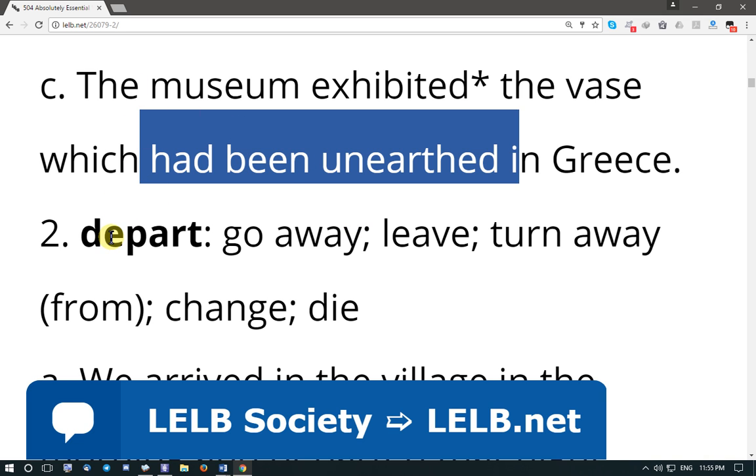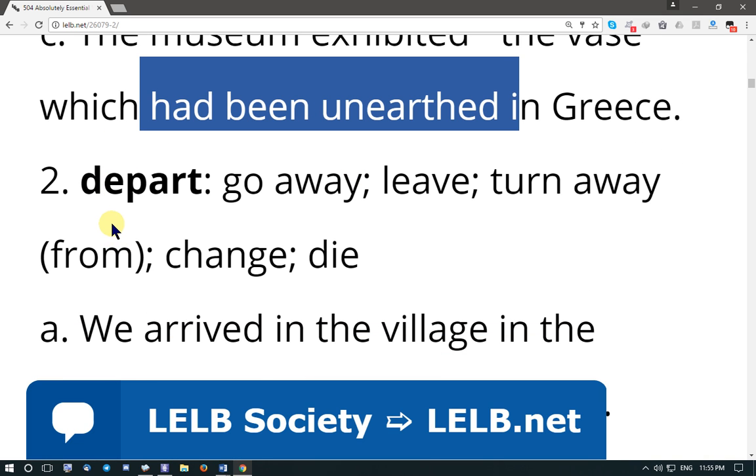Okay, number 2, depart means to go away, leave, turn away from, change or die. When it is used figuratively, it means die, because you actually leave this world. When you die, you leave this world. The noun form is departure.